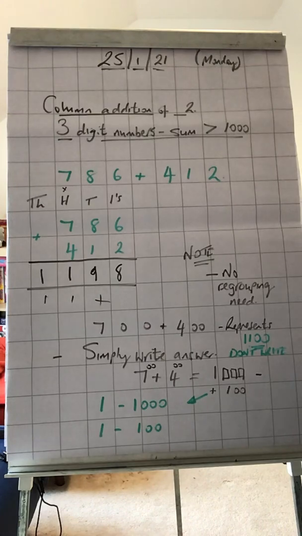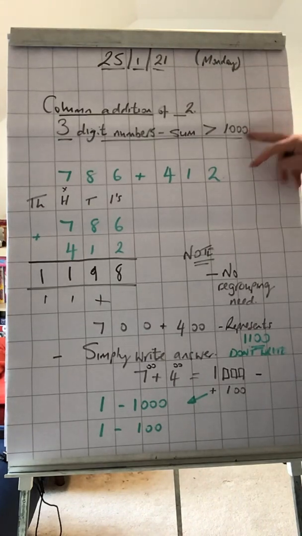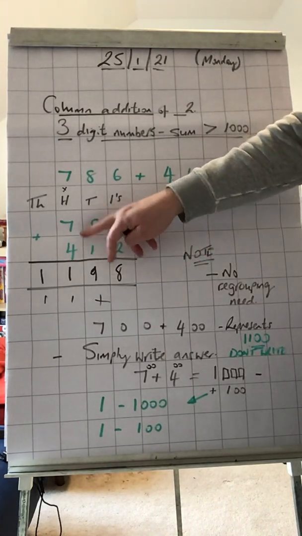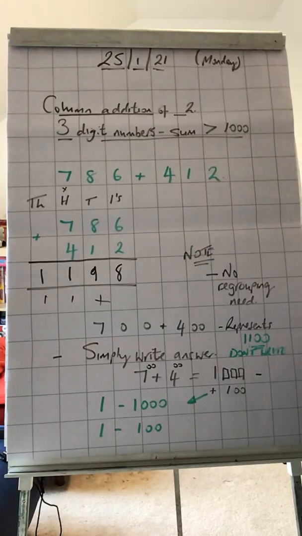It's quite straightforward today. All the sums are going to be over 1,000, okay? Just think about what the hundreds column represents when you add them together, okay?